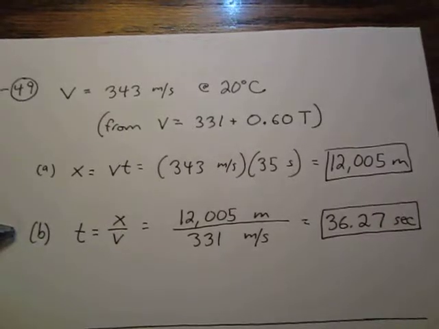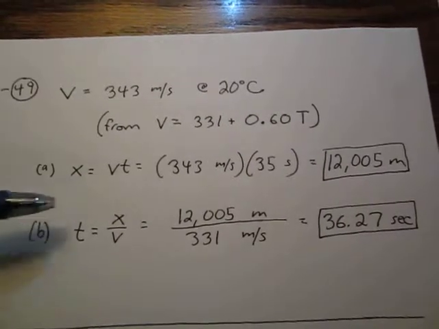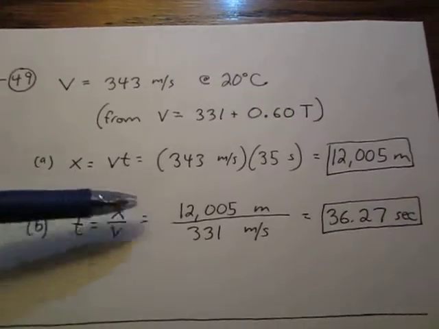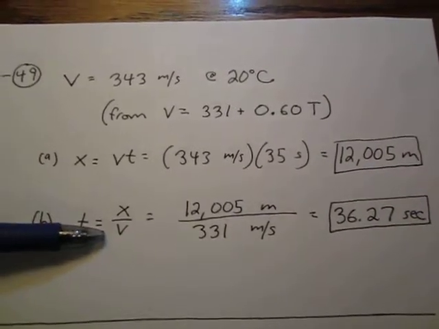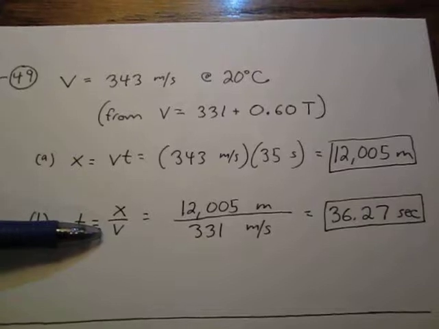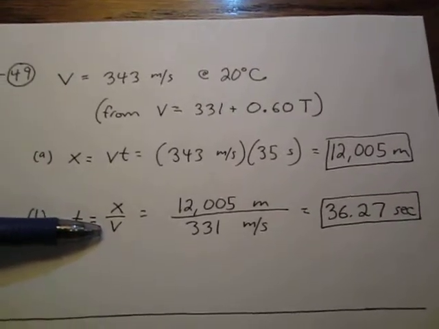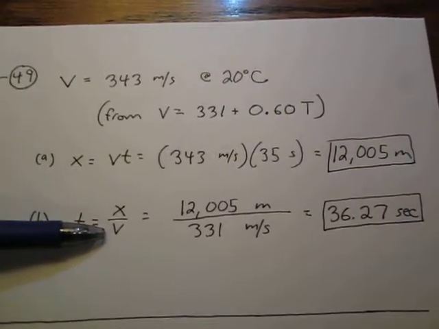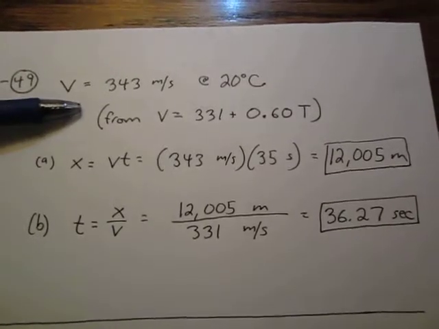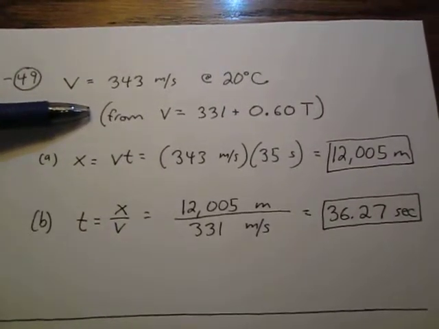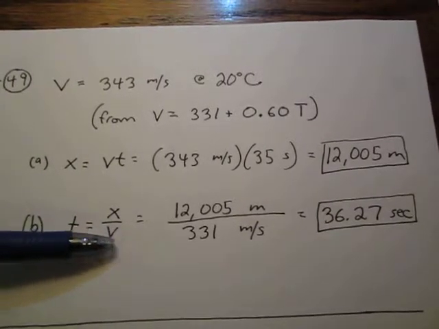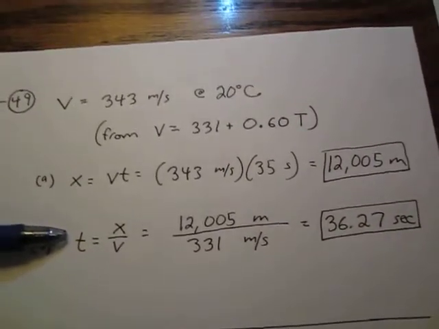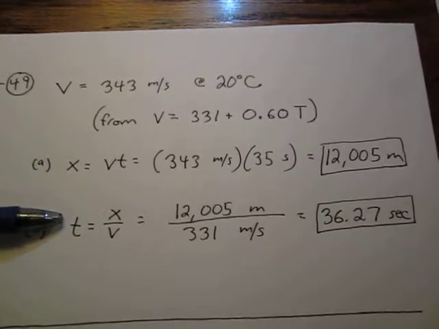What would the new travel time be? Meaning, it's going to be the same distance, 12,005 meters, but what would the new time be? So this takes into account the new velocity. You can get the speed of sound at 0 degrees Celsius from this equation, 331 plus 0. So we plug in 331 meters per second, and then we get the travel time of 36.27 seconds.